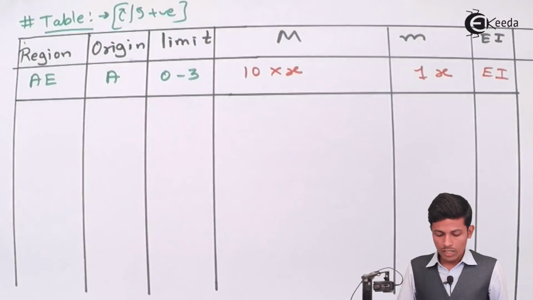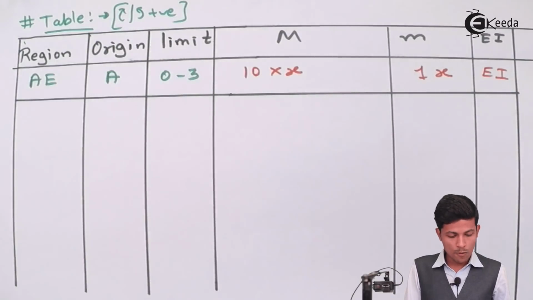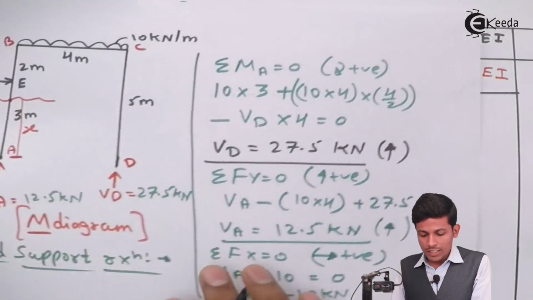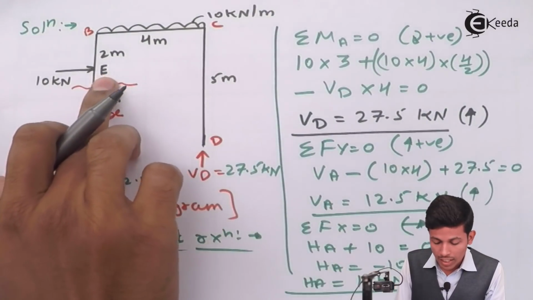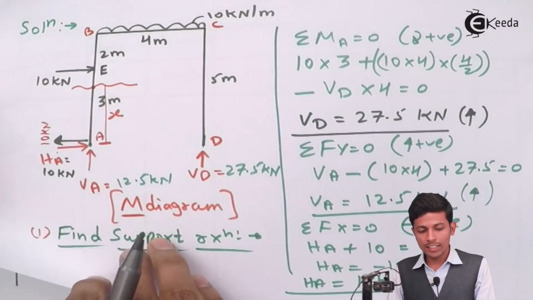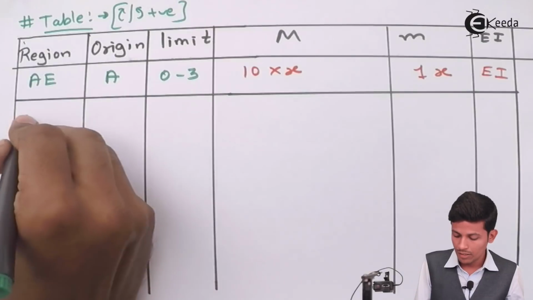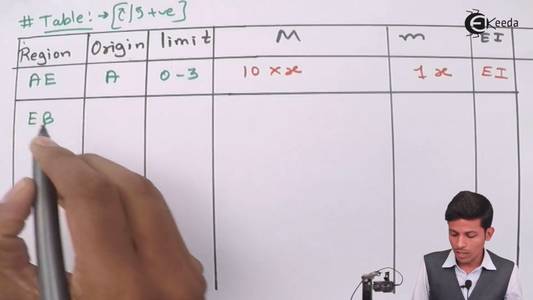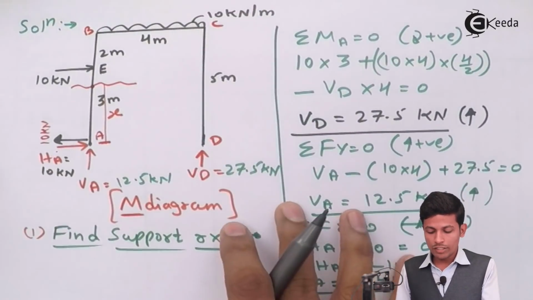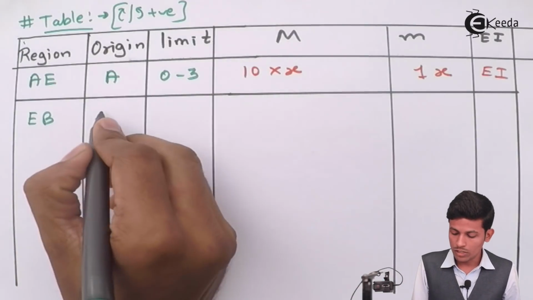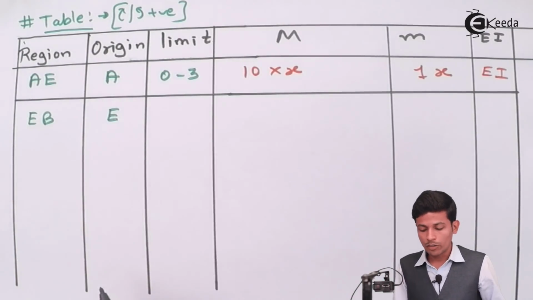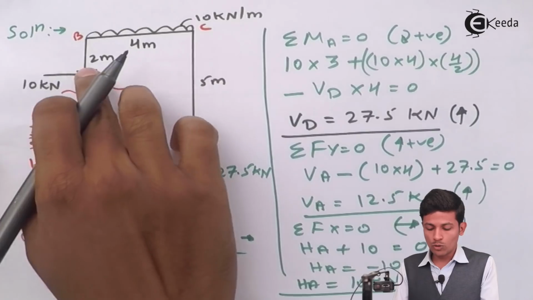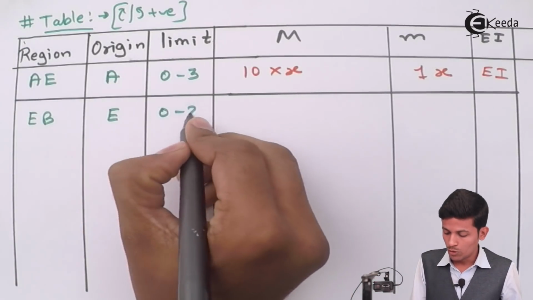Okay, now let's see the next one. Now see, what is the region over here? We are taking region E and B, and what is the origin? The origin will be E. Now what is the limit? Its limit will be 0 to 2.